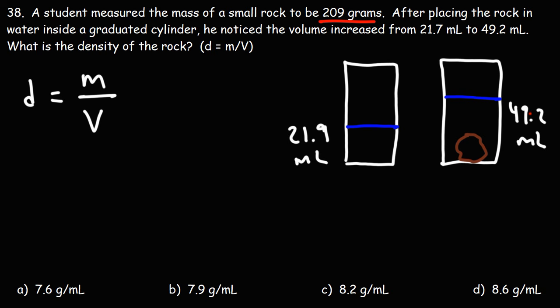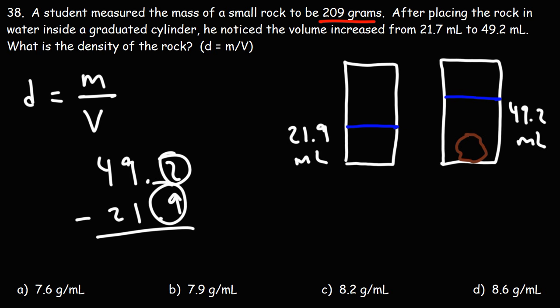The volume is going to be the difference between these two numbers because the increase in volume represents the volume of the rock. That's why it went up, because he added the rock to the water. So first we need to subtract. Let's subtract 49.2 by 21.9. And you could use a calculator to do this, but for the sake of practice, I'm going to use long subtraction, or the old-fashioned subtraction.